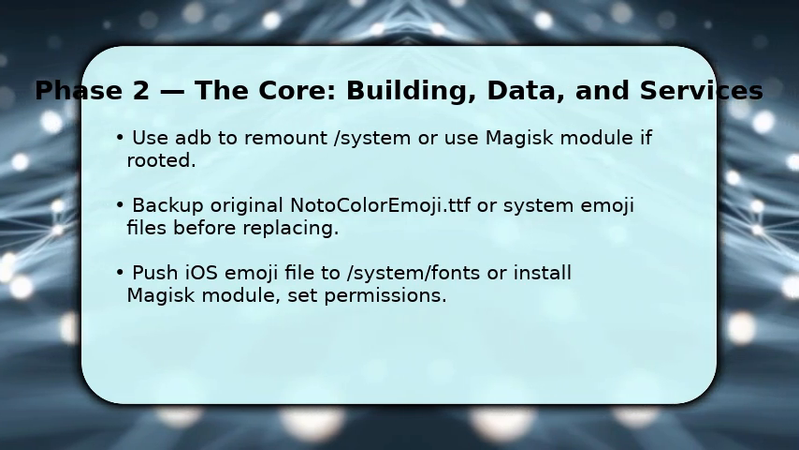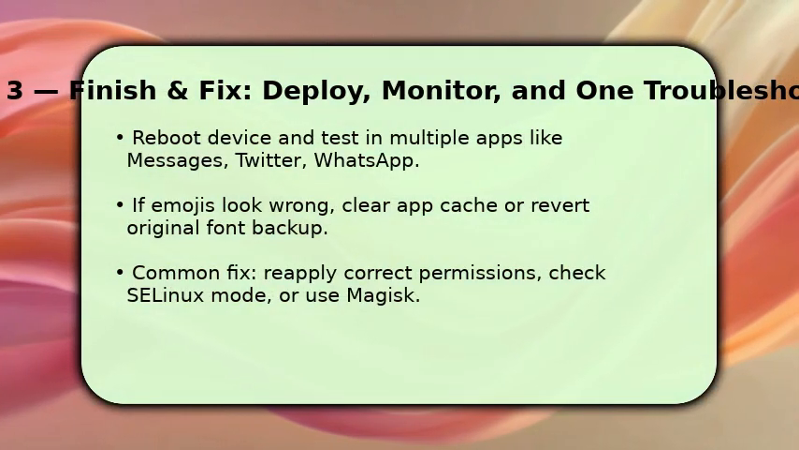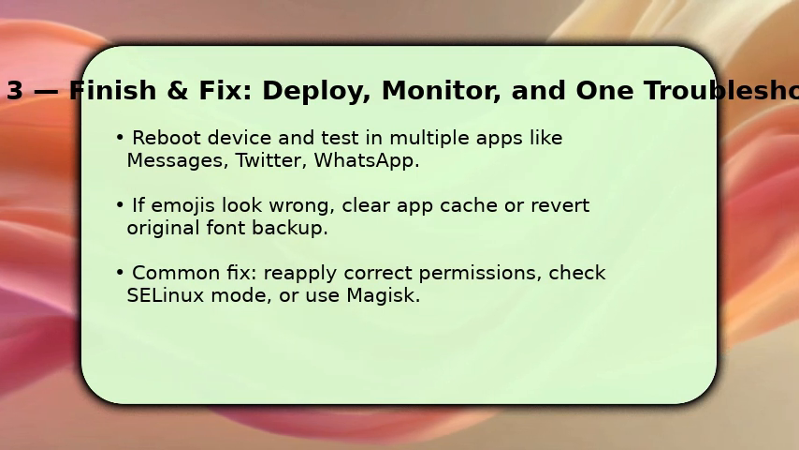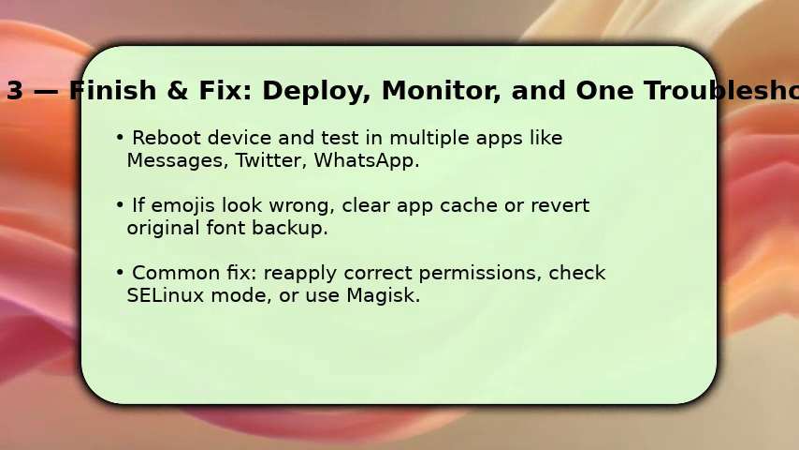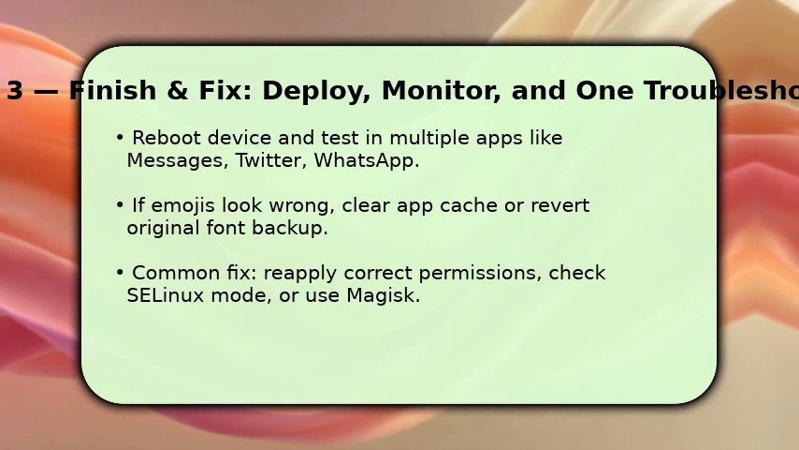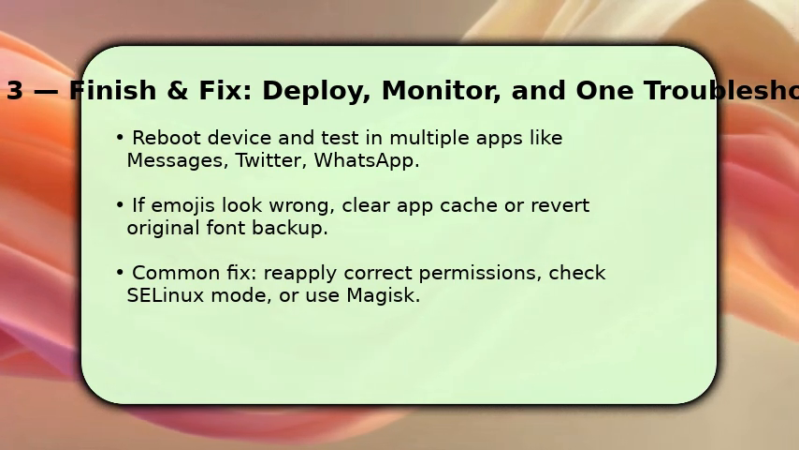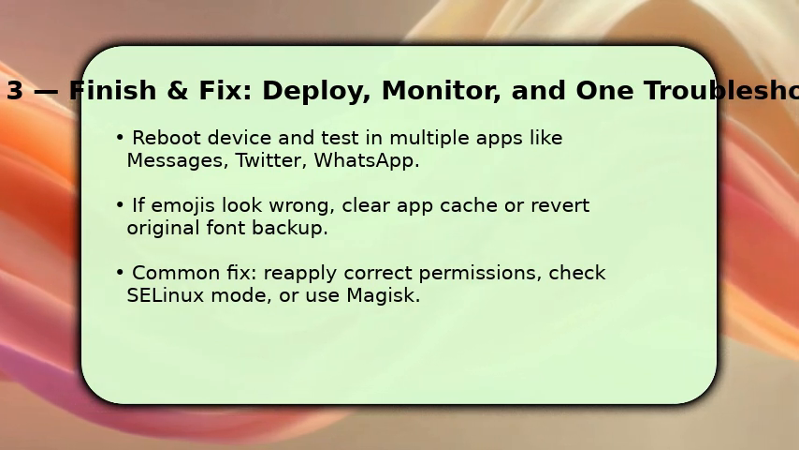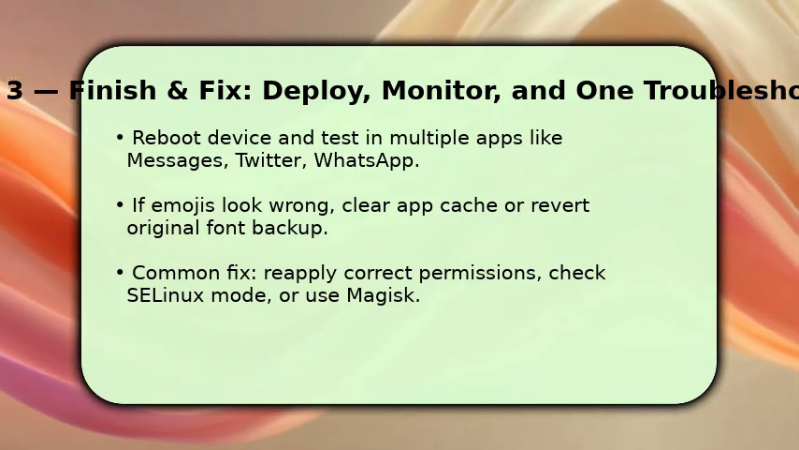If icons appear missing or misaligned, first clear the app cache and restart the app. Make sure you reboot after any font change. If problems persist, restore the original font from your backup, then reapply with correct permissions, or switch to a Magisk module which handles SELinux and permission issues automatically.